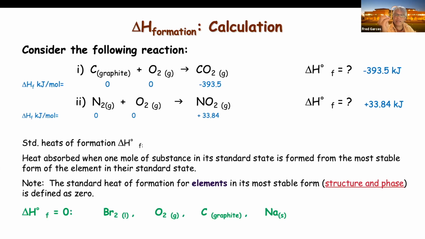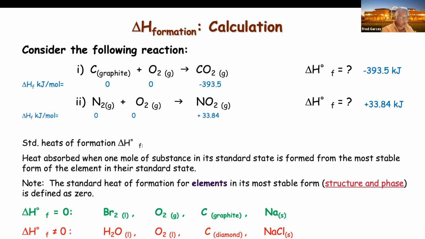So bromine at room temperature is a liquid, not a gas, not a solid, but a liquid. Oxygen at room temperature is a gas. So carbon in its most abundant state is graphite, not diamond. Diamond, it's one of the more rare states. Sodium at room temperature is a solid. So we assign the enthalpies for these chemicals 0.